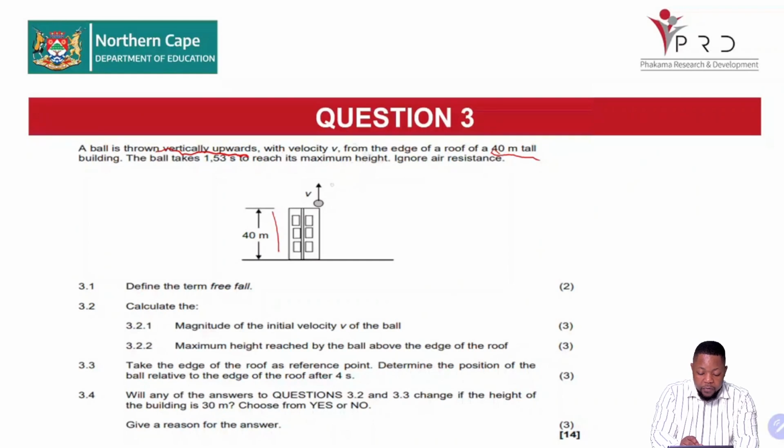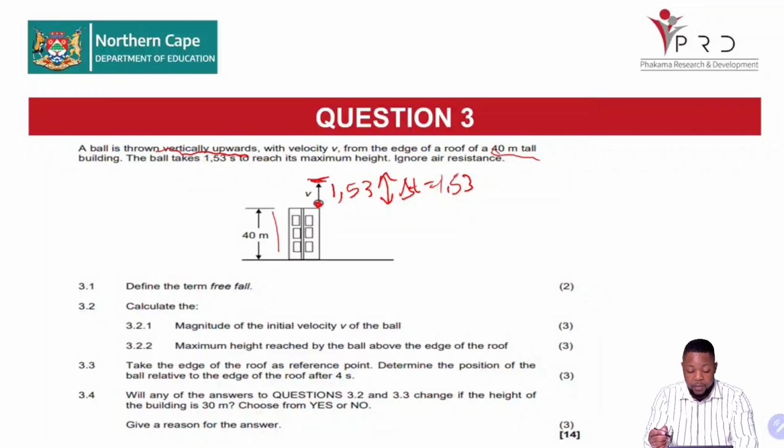So the 1.53, it's very important for you to tell it's from where to where. The delta t of 1.53 is from the point where it is launched to the maximum height. So it cannot be used anywhere else. It can only be used from the point where it is launched and only to the maximum height. Then there's the definition. Define the term free fall. Motion of an object under the influence of gravitational force only.